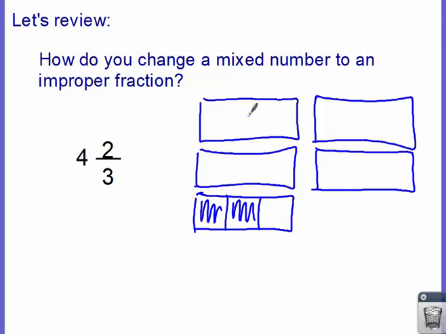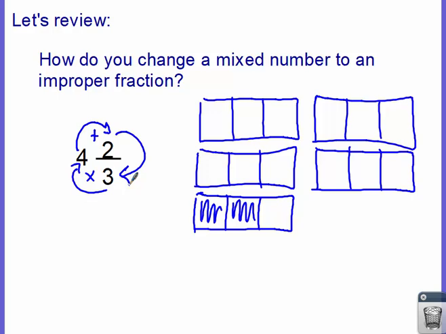So when I change this into an improper fraction, I'm really taking this 3 and multiplying it by the 4. What I'm really doing is taking the whole parts and chopping them up into thirds. So 4 whole pieces chopped into thirds gives me 12 pieces. And then we add in the 2, and what size piece are they? They're still thirds. So we end up with 14 pieces that are all thirds. That's basically what it really means. So that is a skill that we're going to need a little bit later on in our lesson today.